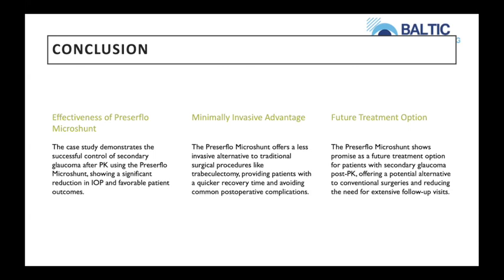Our conclusion on the effectiveness of the PreserFlo microshunt: the case study demonstrated that successful control of secondary glaucoma after PK using the PreserFlo microshunt showed a significant reduction of IOP and favorable patient outcomes. The PreserFlo microshunt offers a less invasive alternative to traditional surgery like trabeculectomy, provides patients with a quicker recovery time, and avoids common post-operative complications such as hypotony, which is not so rare in trabeculectomy.